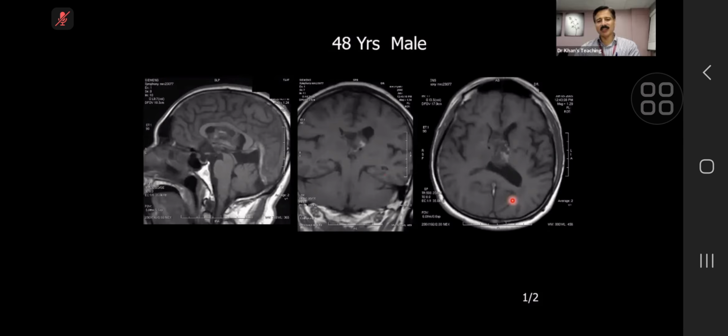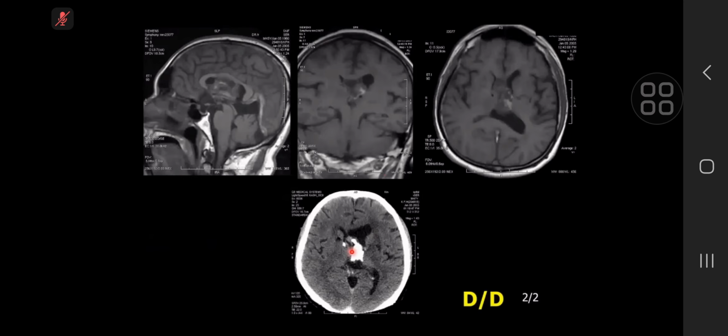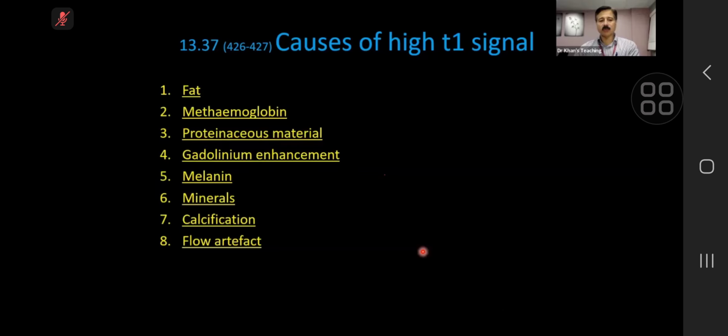Okay, so the idea was, do you see the CT scan? Yeah. So what is the answer now? Calcification. Okay. Are you with me? Yeah. So the teaching point here is that there is a particular type of calcification which can be high signal on T1.